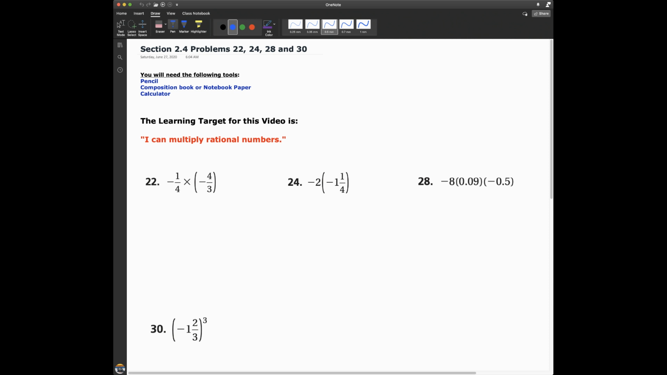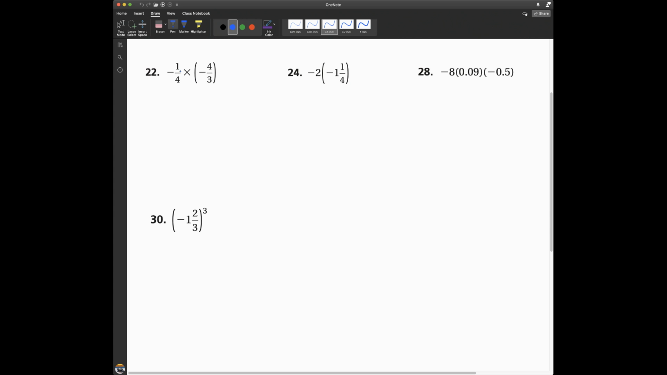I made a video for section 2.4 where we practice dividing rational numbers. This one we're just going to multiply. You'll need a pencil, composition book, notebook paper to take notes, and probably a calculator, especially for problem 28, where you'll just put those values in your calculator and get an answer. All right, so let's get started.